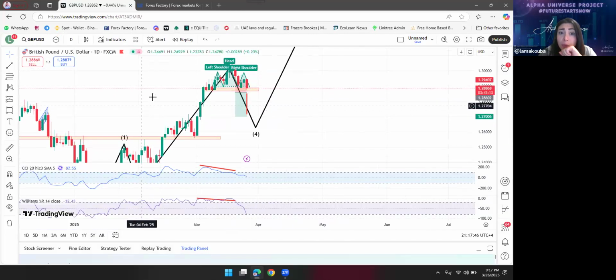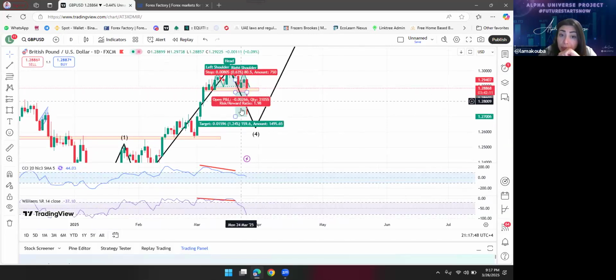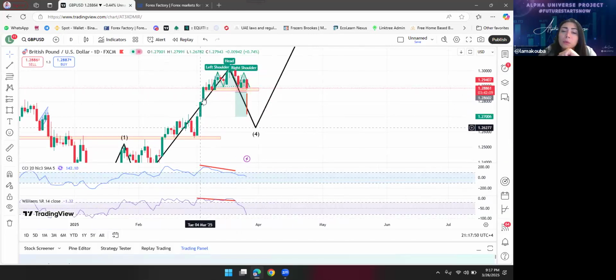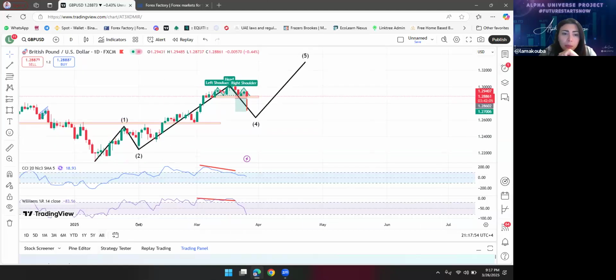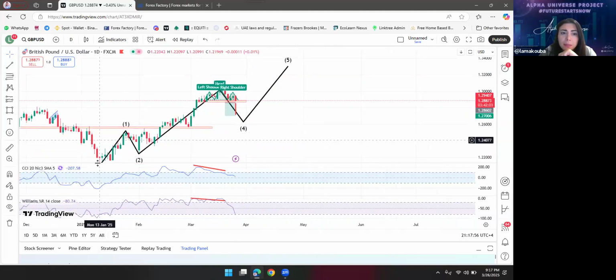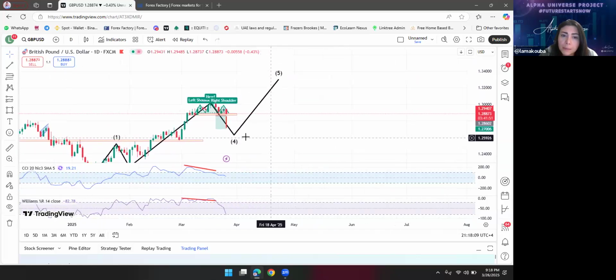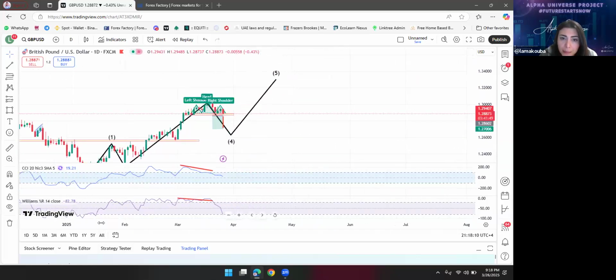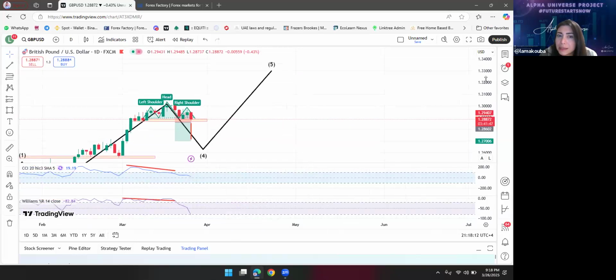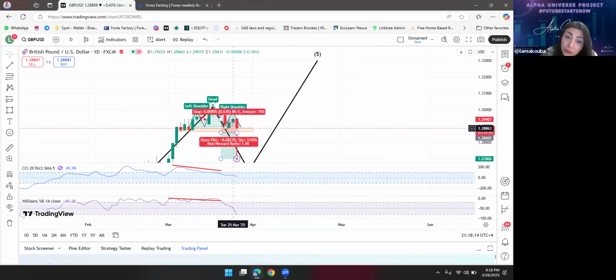For the GBP USD, I'm still waiting for the sell since last week. We see here it was a big move up. Technically, we have the Elliott waves, the black one: this is wave one, wave two, wave three, wave four, wave five. So we are expecting it to go down with wave four to complete the Elliott waves. Okay, but we still didn't break. So what happened during the stagnation is that it created a pattern.